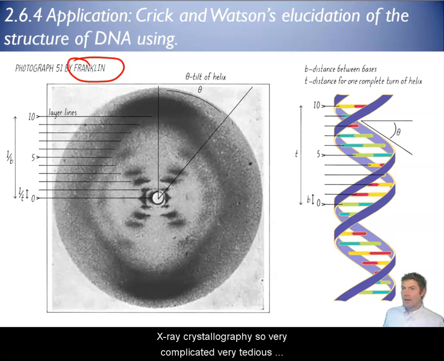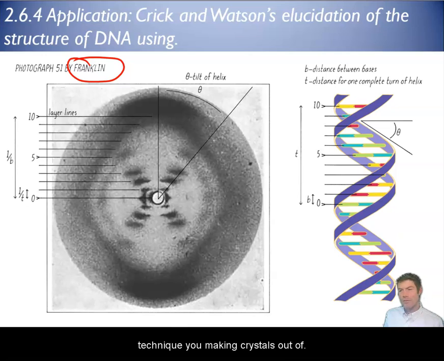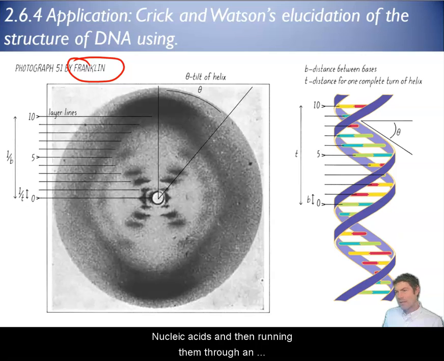X-ray crystallography, so very complicated, very tedious technique. You're making crystals out of nucleic acids and then running them through an X-ray machine and hoping to get some kind of an image that you can then analyze. And this was a critical image that she obtained.